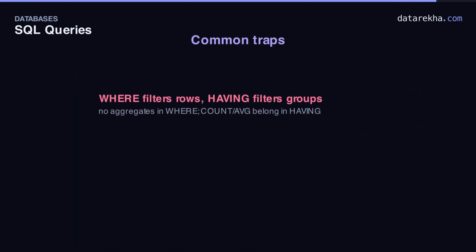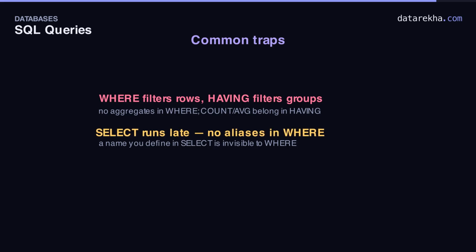Trap 1. The big one. Where is for rows, having is for groups. Never put count or average in a where. The groups don't exist yet when it runs. Trap 2. Select runs near the end. So a column nickname you create there cannot be used back in where. Where ran long before select.